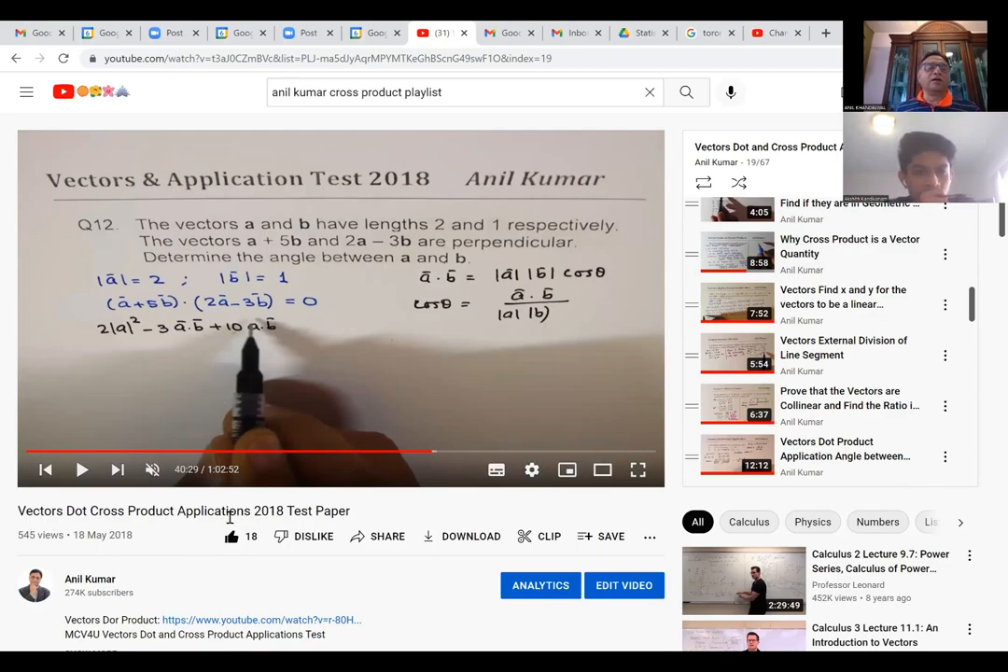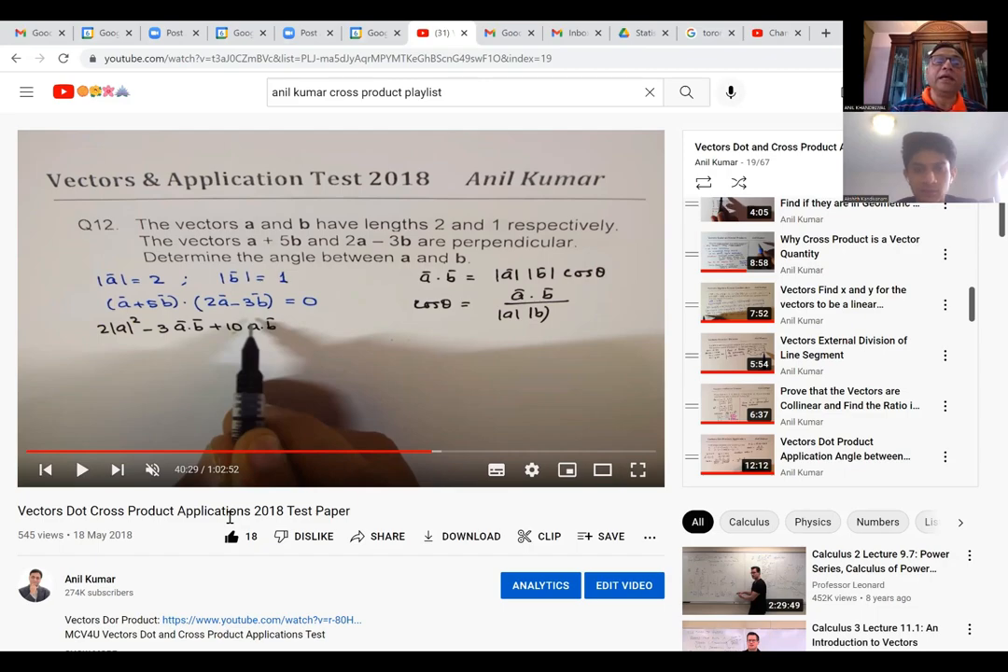Now, here is another very interesting question relating to dot product. The vectors a and b have lengths 2 and 1 respectively. The vectors a plus 5b and 2a minus 3b are perpendicular. Determine the angle between a and b. The question is very tricky. We are given that a plus 5b and 2a minus 3b are perpendicular. So that means the angle between them is 90 degrees.